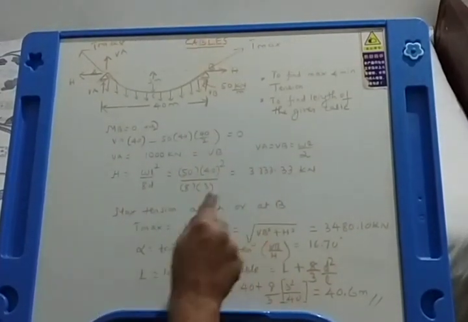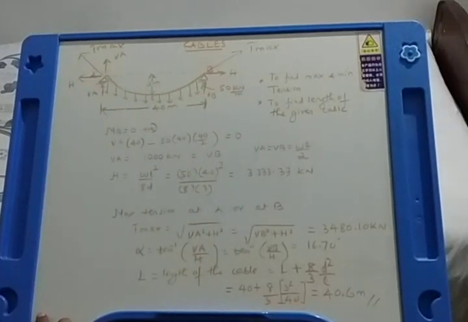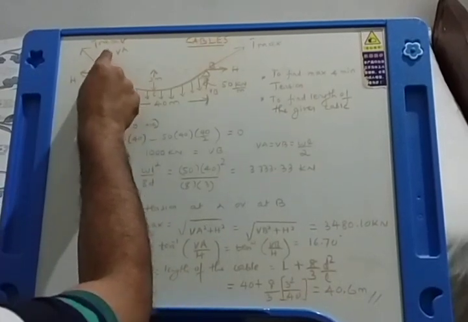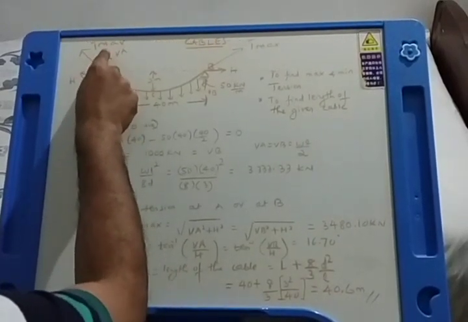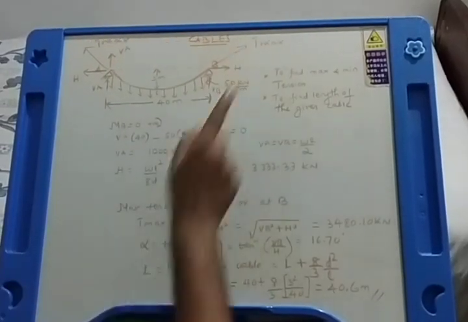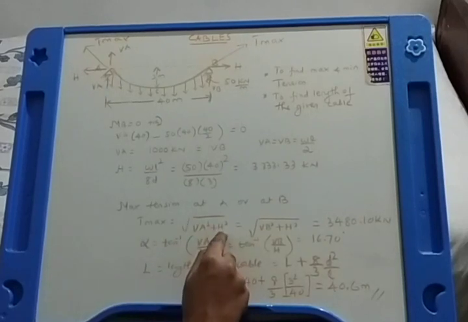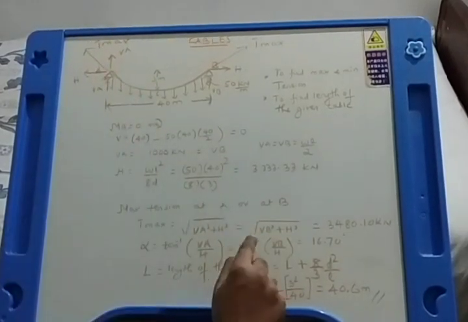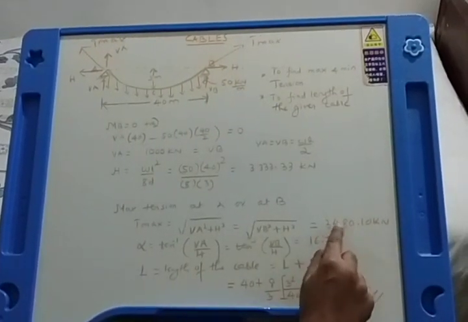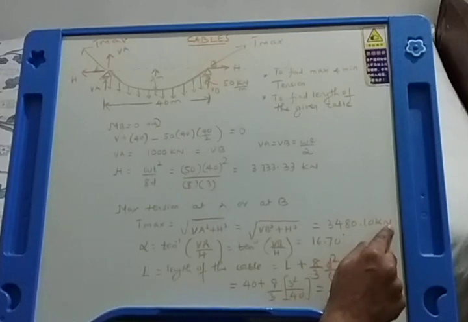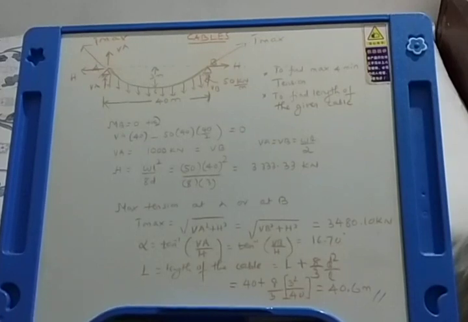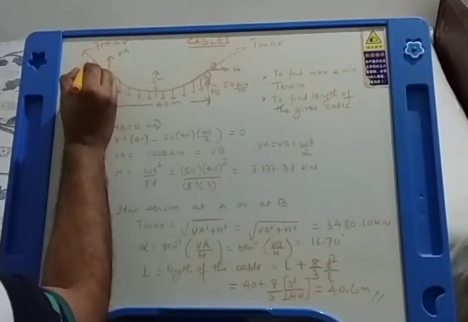Now the maximum tension in the cable, you know that it occurs either at A or B where the slope of the cable is maximum. So T max is given by the resultant of these two forces. That means VA, you can take it up here from here, and H. This is T max, or this also is T max. That is why T max is square root of VA square plus H square, the resultant of these two forces, or square root of VB square plus H square. So when you do the calculation, you are going to get T max equal to 3480.10 kilonewton.